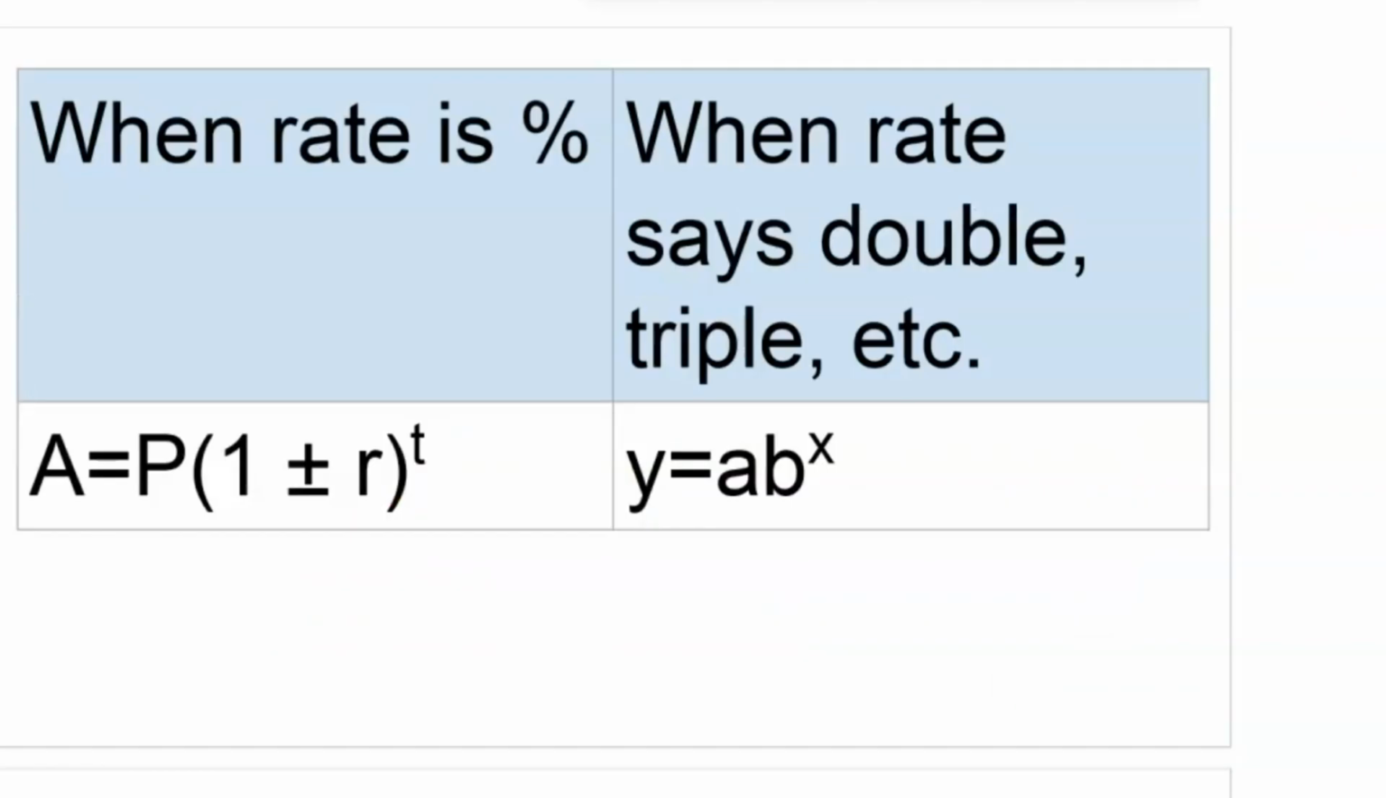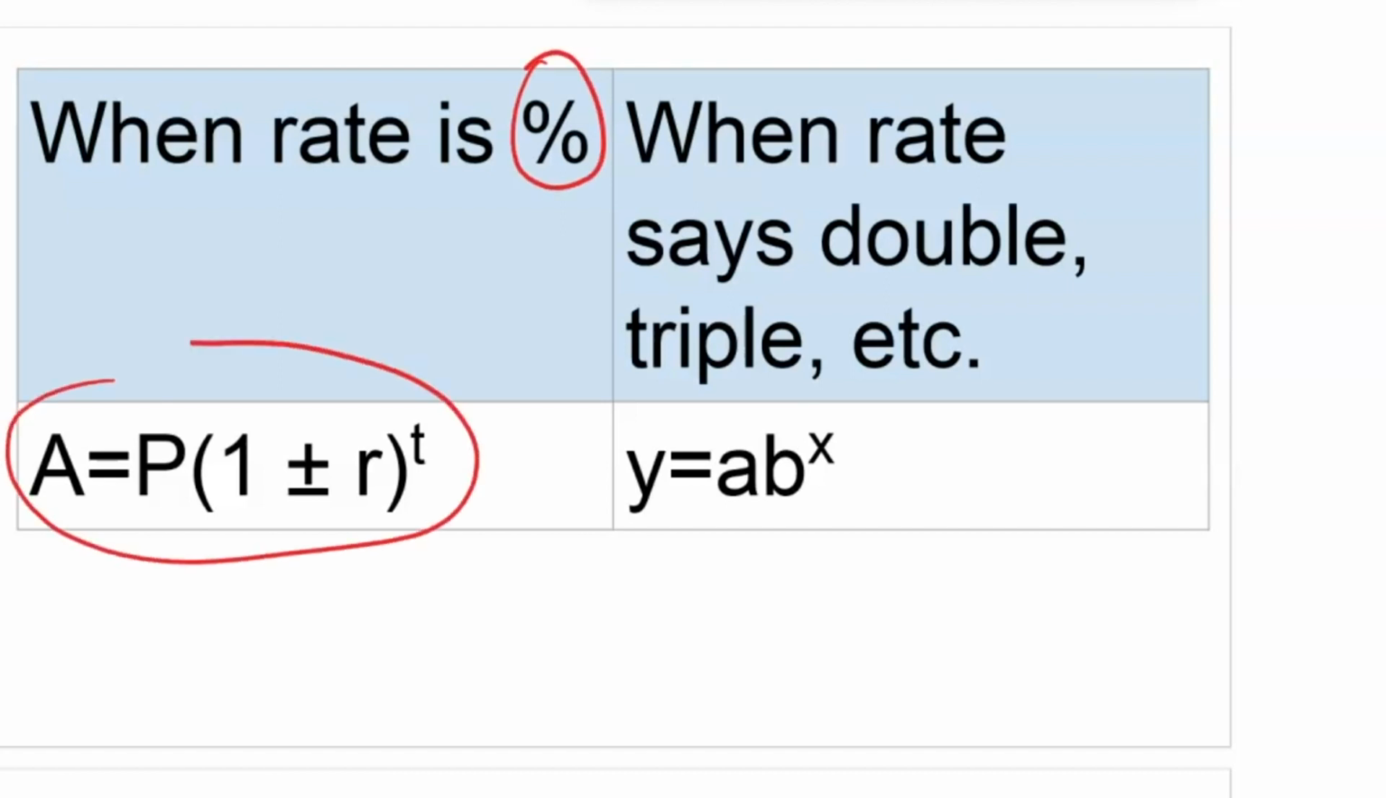Here's a little tip on which equation to use depending on the word problem. In the word problem, when the rate is given as a percentage, then you want to use this equation here. These are both really the same equation, just the one on the left gets a little bit more specific than the one on the right. But if you break it down, they really are the same equation. When the rate is a percent, you're going to use the equation A equals P times 1 plus or minus r to the power of t. If that looks intimidating to you, don't worry, I will break it down for you in just a minute.